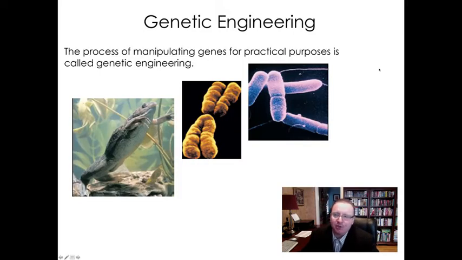Genetic engineering, first of all, can be defined as a process for manipulating genes for practical purposes. Again, moving genes from one species into another species. The first genetic engineering experiments were performed in the early 1970s. And the first one was really just to see, can we do this? There was a gene for ribosomal RNA in a species of frog that some scientists were interested in seeing if they could move into a bacteria.